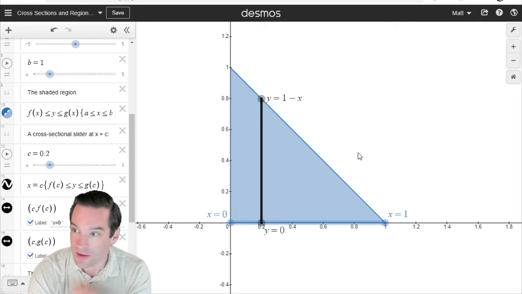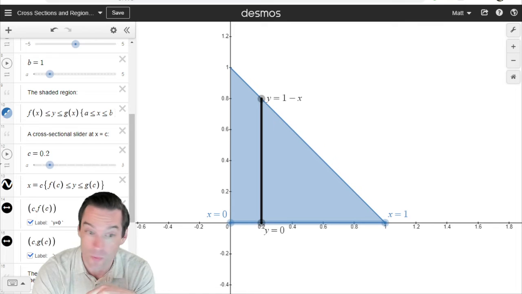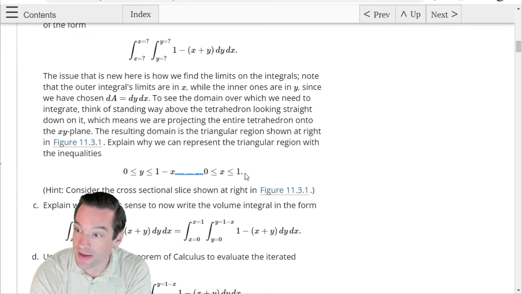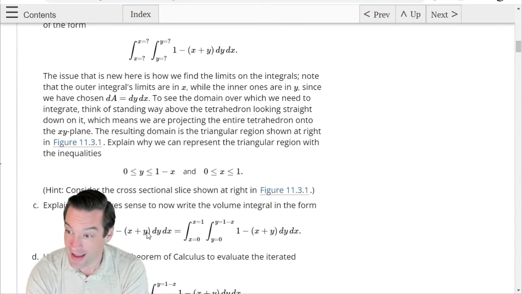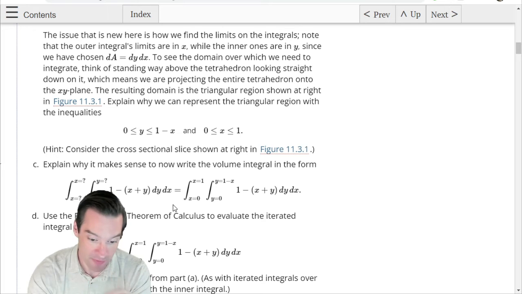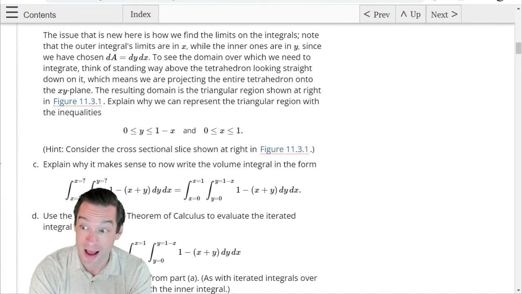So in part C, they ask you to carry out the definite integral of the function 1 minus the quantity x plus y over the iterated integral whose bounds are y ranging from 0 to 1 minus x and x ranging from 0 to 1. And so this is your chance to get some practice doing one of these iterated integrals from the inside out. It's just that now the limits of integration on y involve x.